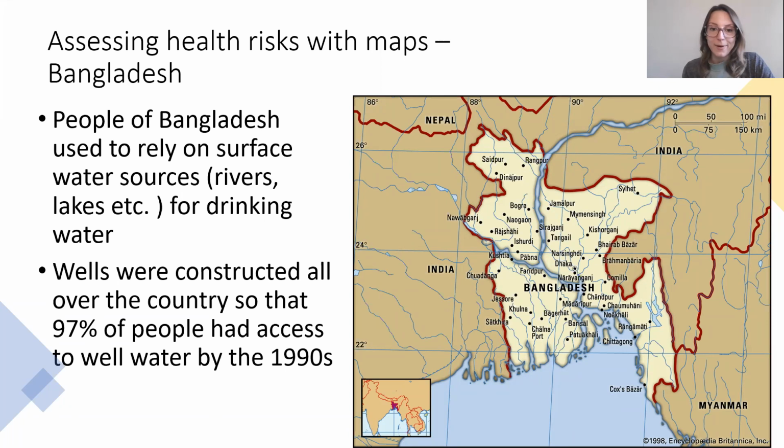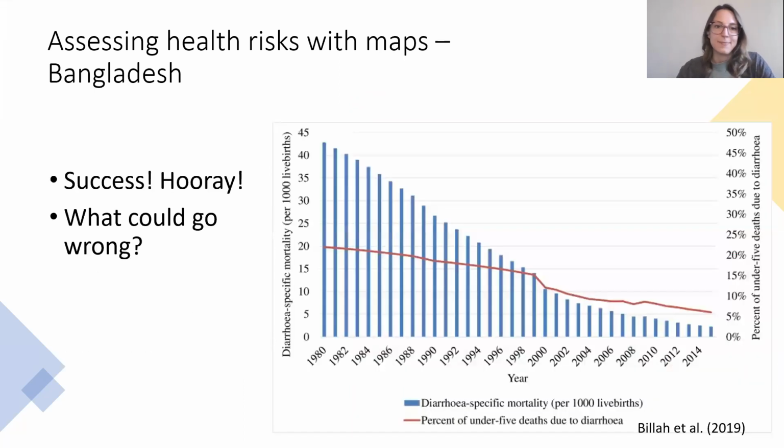And so this was great. By the 1990s, 97% of people in Bangladesh had access to well water. This was seen as a huge success. So as you can see in the graph there, based on this success with the wells, the incidence of mortality went way down, specifically from diarrheal diseases, which are usually associated with contaminated drinking water. So this seemed like a great success story. What could possibly go wrong here?